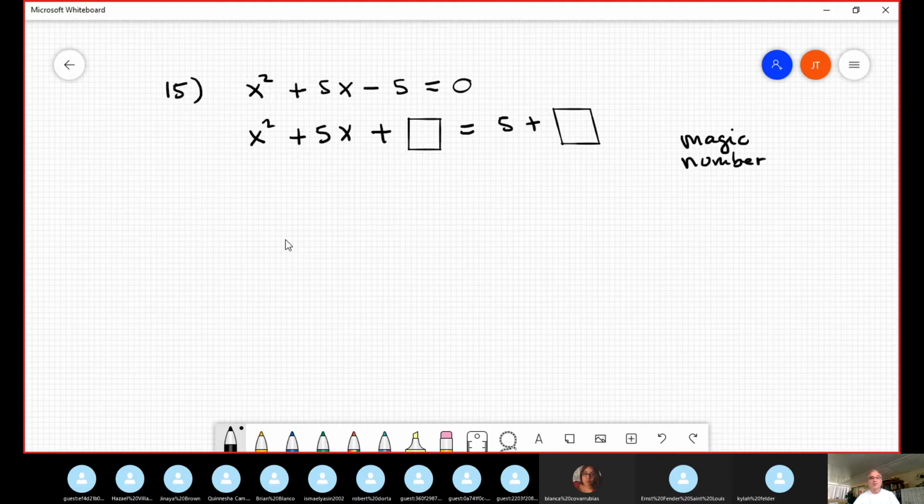Magic number. Okay, who can help me with the magic number? B divided by 2 squared. She said B divided by 2 squared. In our specific example, who is B? 5. So unfortunately, it's hard. It's 5 divided by 2 squared, it's 25 over 4, no? Okay. 25 over 4 is the number here.